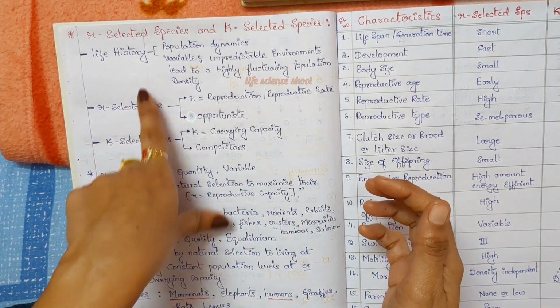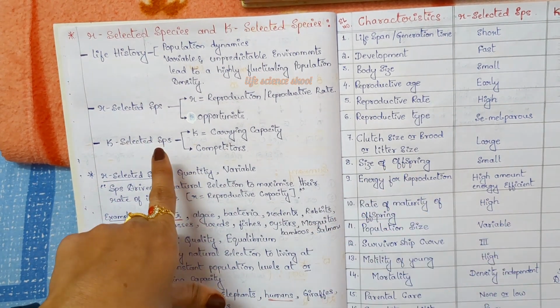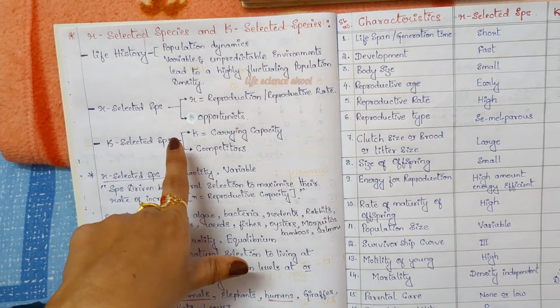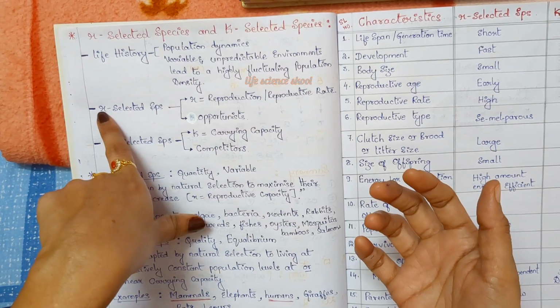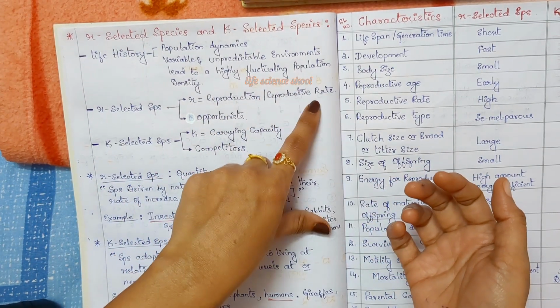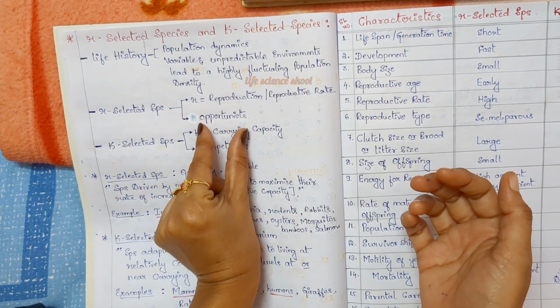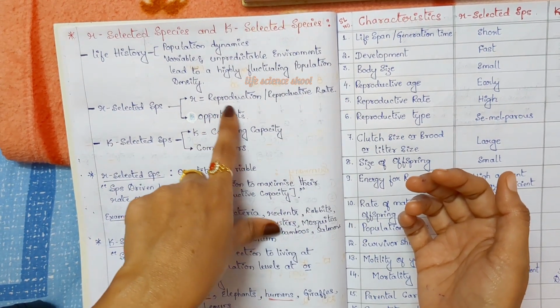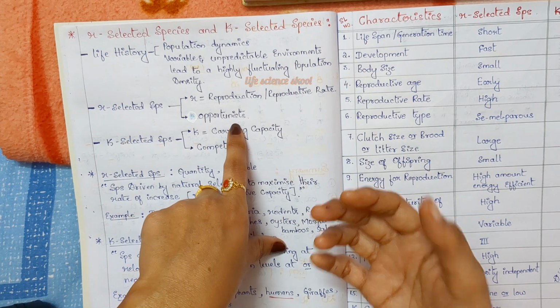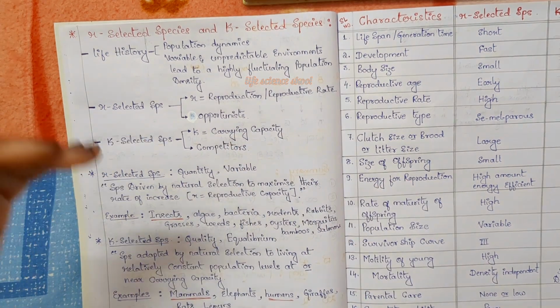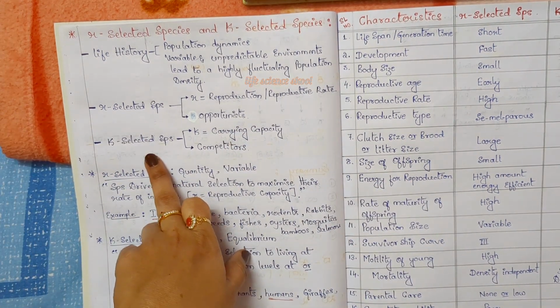Remember, I'm saying the key points here, how you have to remember the points easily for the examination. So r represents the reproduction or reproductive rate. And r-selected species are opportunists. I'm hoping you know the meaning of the word opportunist. Now we will understand the k-selected species.